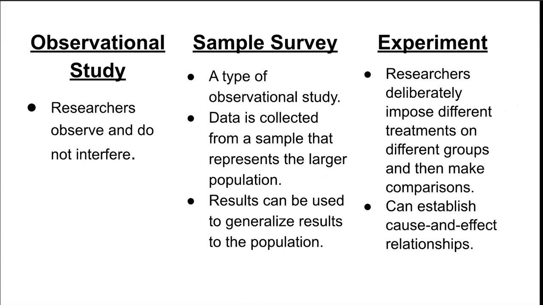In this unit, we are studying observational studies and experiments. In an observational study, researchers do not interfere, they just collect and report data. A sample survey is a type of observational study, where data is collected from a sample that represents the larger population. As long as the sample is randomly selected so that it represents the population, the results of the survey can be generalized to the larger population.